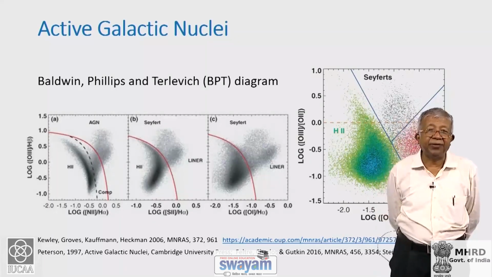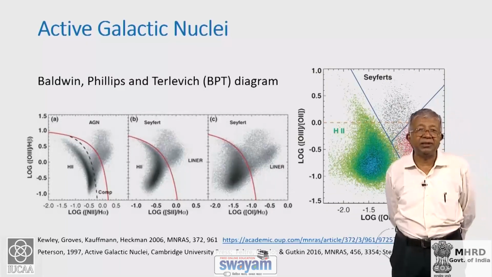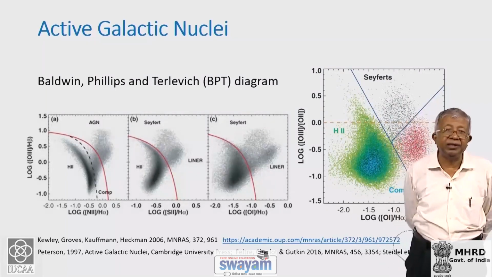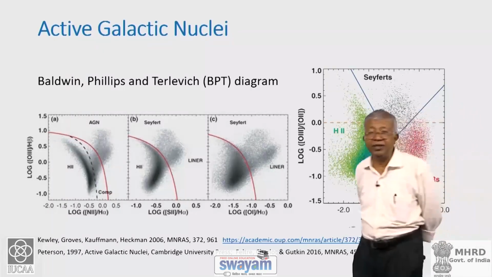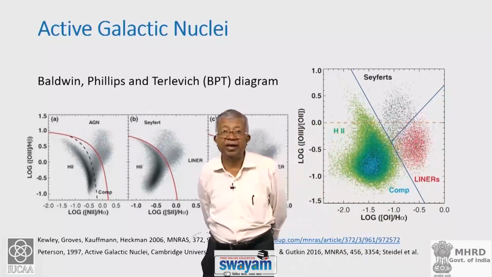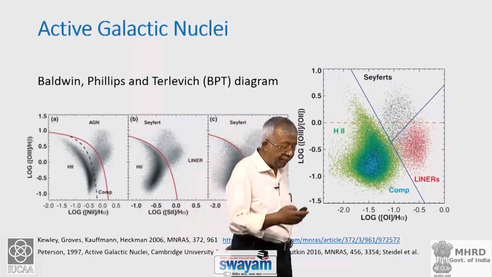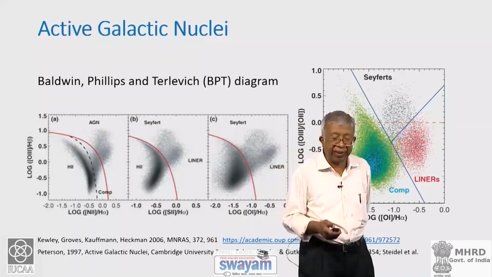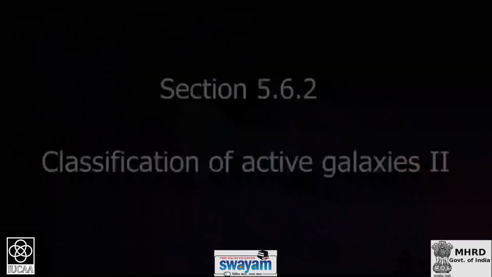You can see in these diagrams that the H II region basically means galaxies where you have regions of ionized hydrogen, which are the starburst galaxies, and the Seyferts and LINERs are clearly demarcated when you look at these line ratios which you see in this figure. So these become important diagnostics for identifying AGN both in the nearby and the more distant universe.